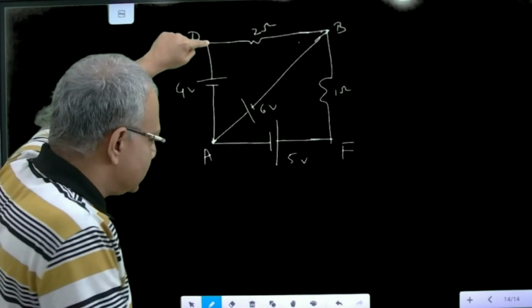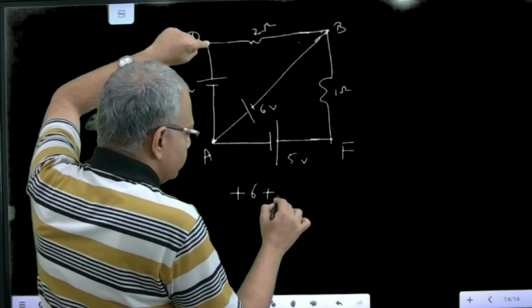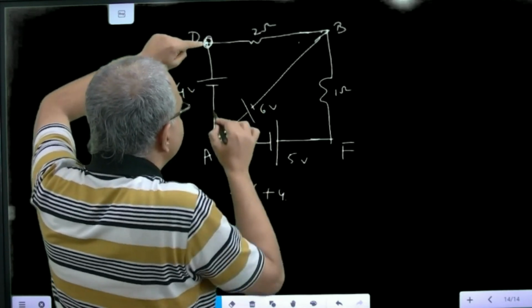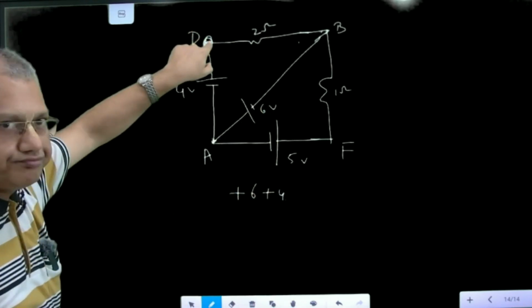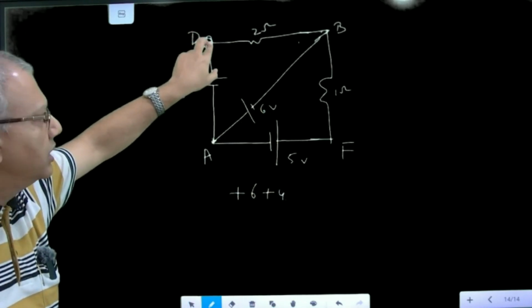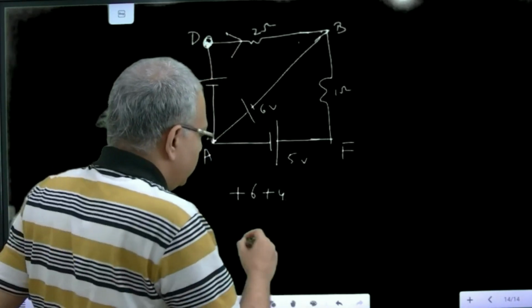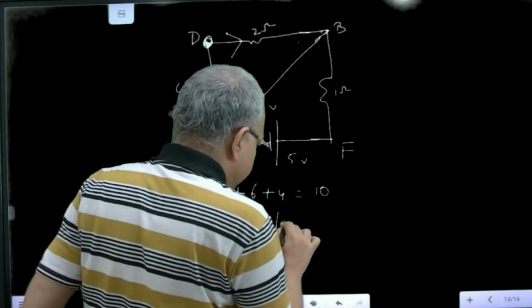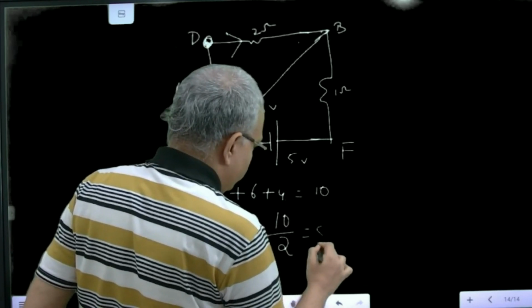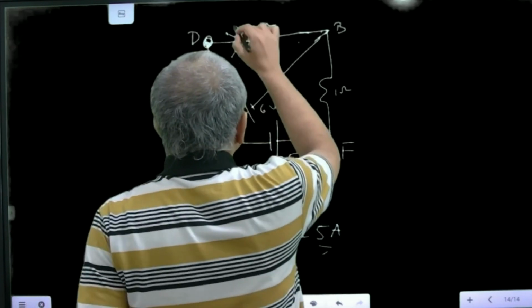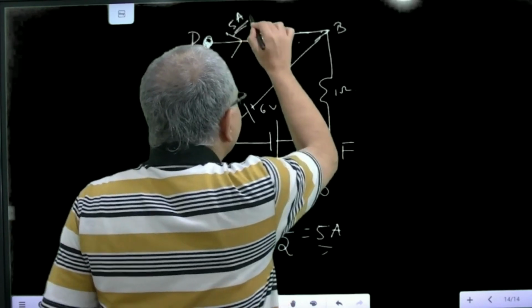We are going to start that part. 6 plus 4, 6 plus 4. So what is the voltage here? 10. So what is the current that is going to flow? 10 divided by 2, 5 ampere. Simple.